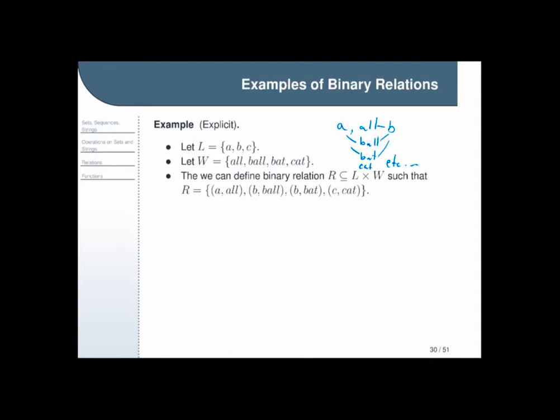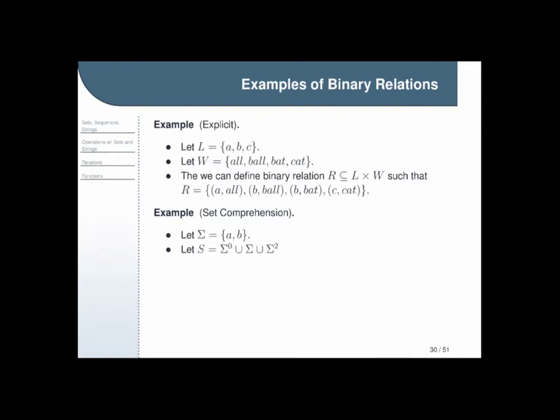Now, that was an explicit example in which we could actually write out the contents of all the sets, but we want to also be able to deal with examples where we have to use set comprehension rules to define the relation. And so let's look at one of those, right? So we have sigma. Remember, we use this often to represent an alphabet. So we've got an alphabet containing A and B, and we're going to define some set S as the union of sigma to the 0th power with sigma and sigma to the 2nd power.